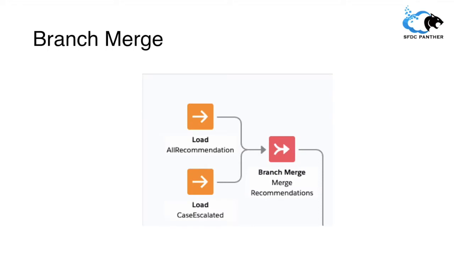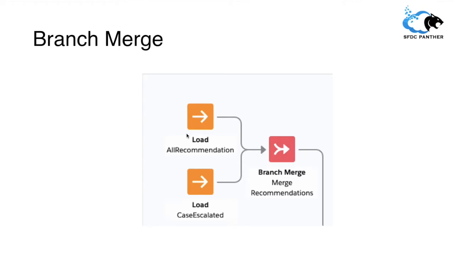Branch merge, basically what it does is it takes 2 or more branches, that means it takes 2 or more load statements, merges all the recommendations and then provides a single branch for us. With the help of branch merge, we can also control how many recommendations we want to pass through. Either we allow all the recommendations coming from 2 or more load statements, or we provide some number like 1, 2, 3 or 4. So that's what we can do with branch merge.